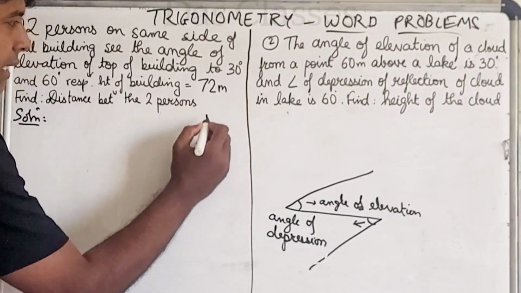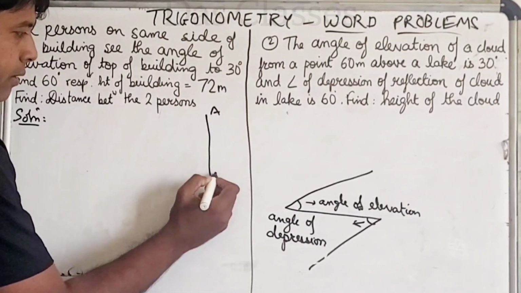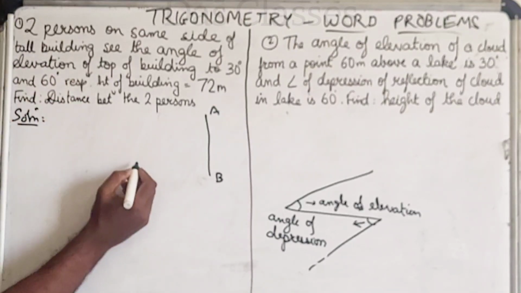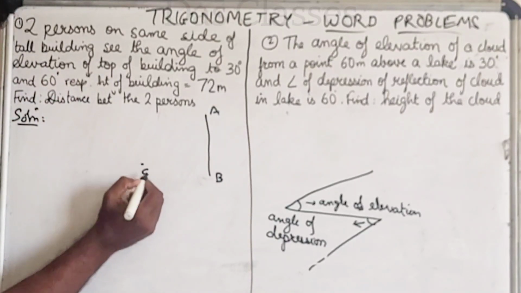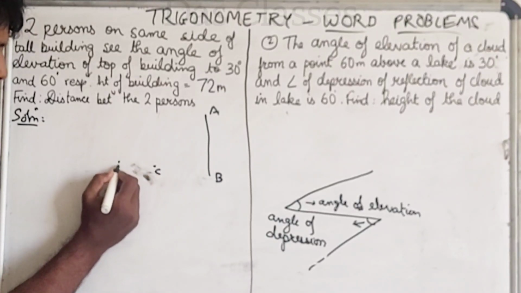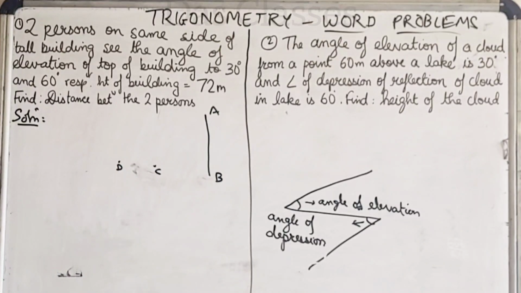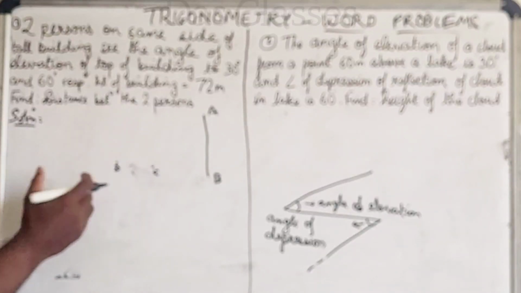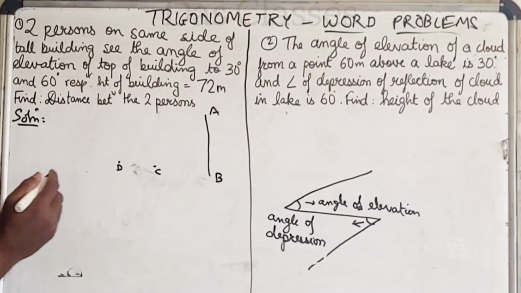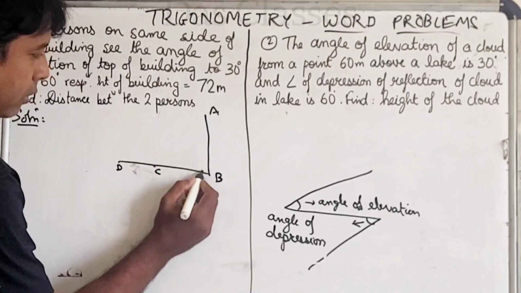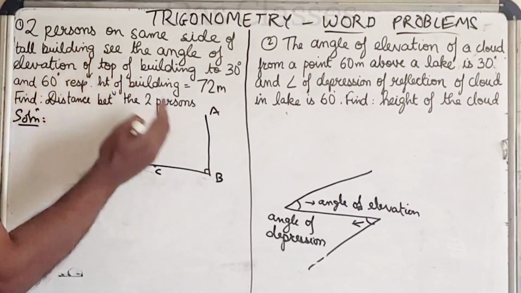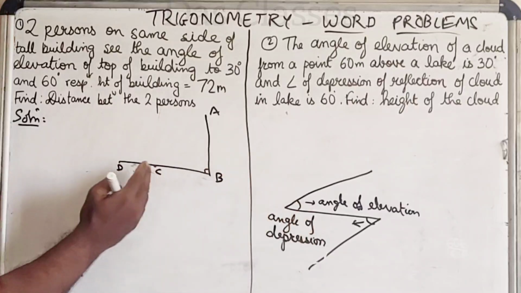Suppose this is the building AB, and now there are two persons. Suppose one person is over here at this point, say C, and the other person is somewhere here, D. Now you will ask, how do I understand that they are away from each other? Because from the question, the distance between the two persons. So now I draw a line. They say that the two persons are on the same side of the tall building, not on the opposite side, on the same side.